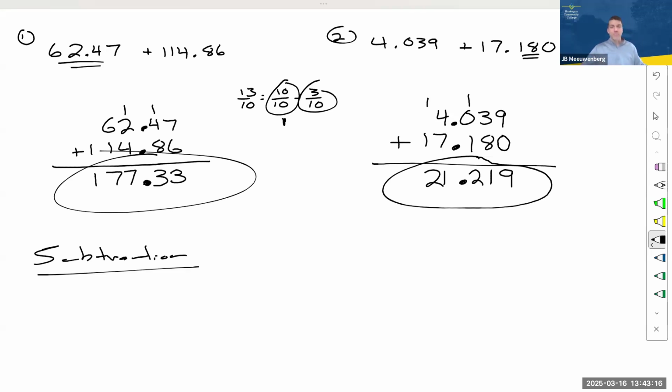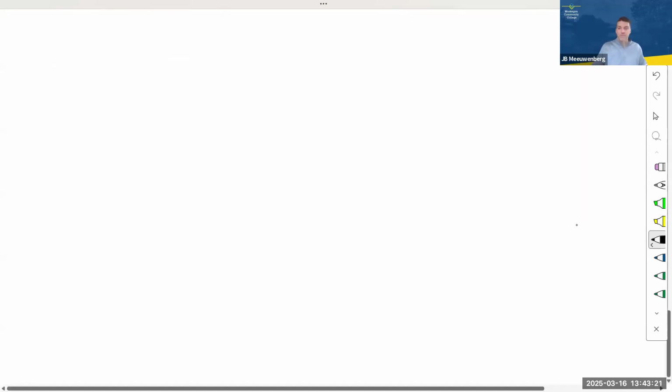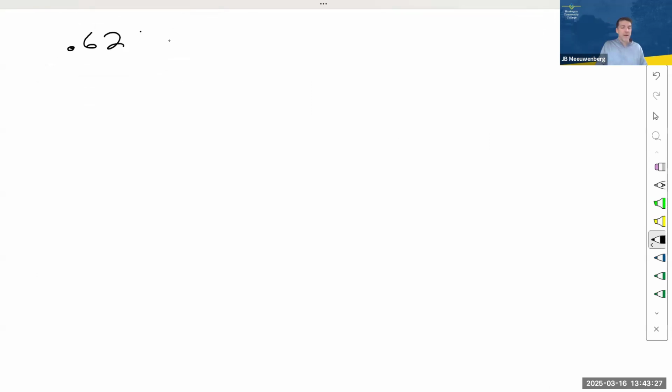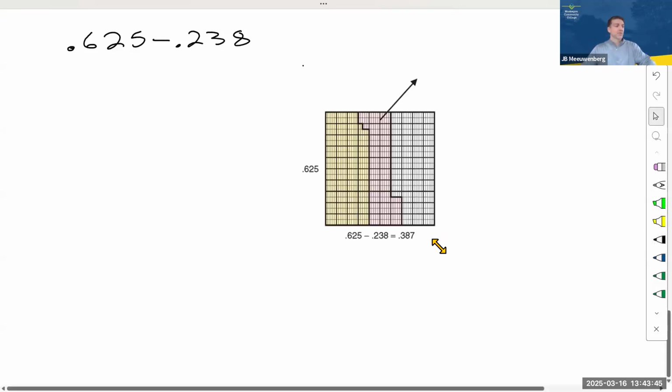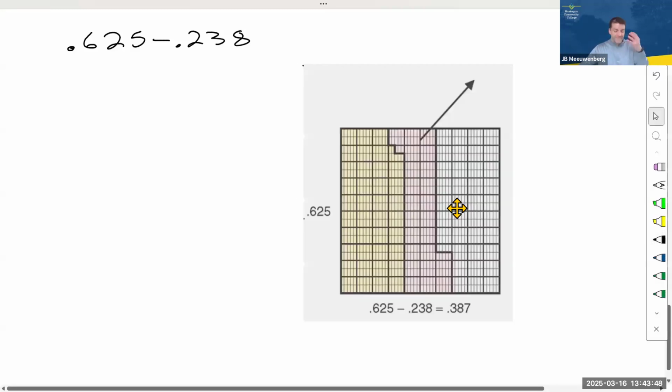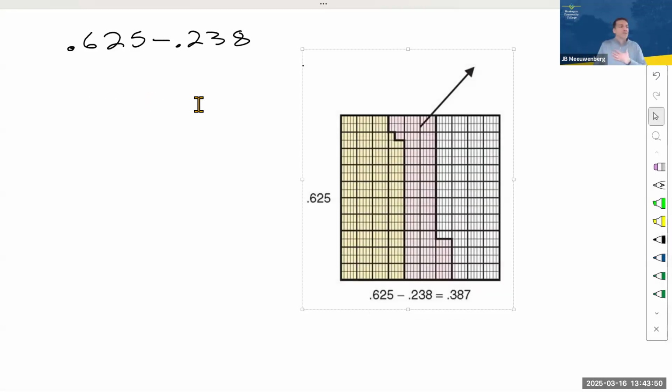We might not have seen them for a while. So the first one we'll do is model this subtraction problem, 0.625 minus 0.238. 625 thousandths minus 238 thousandths. And I'll show you what this looks like if we use the takeaway concept. It's going to look like this. This is how we're going to envision it mentally. It's good to have mental pictures when we are doing these operations.